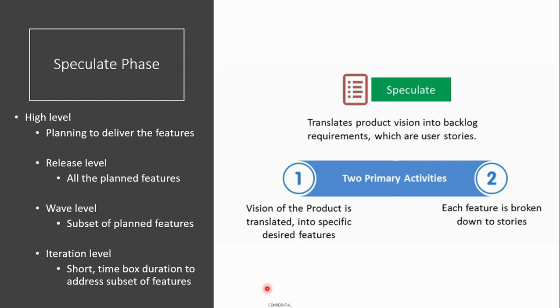Right. So coming into the speculate phase, which maps to the planning phase of traditional project management. This is where you try to plan your activities. Sometimes you translate your product vision, and the vision that you created in the previous phase, into a bit more detailed requirements, which is called the product backlog.